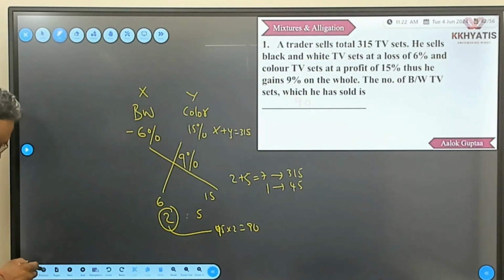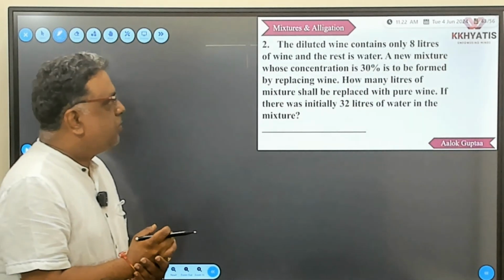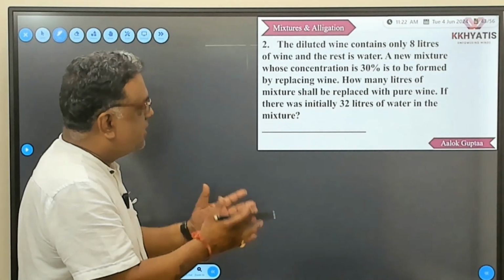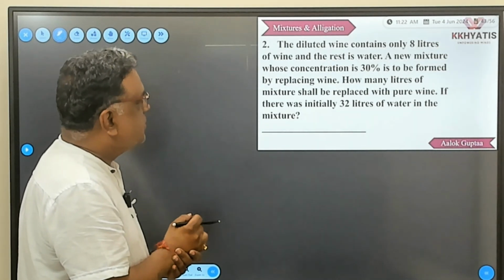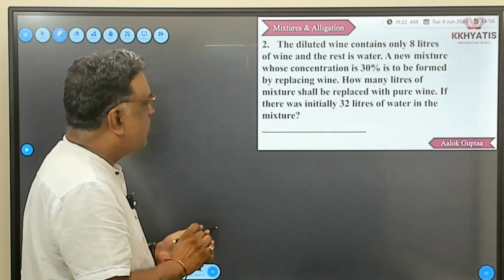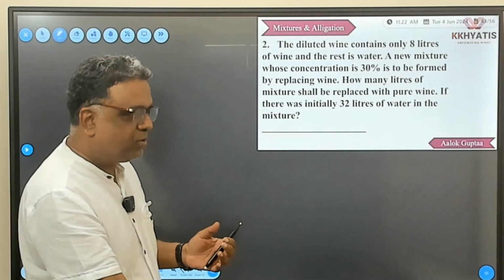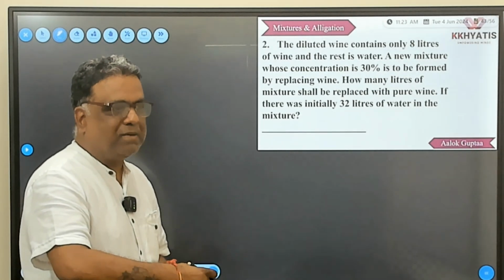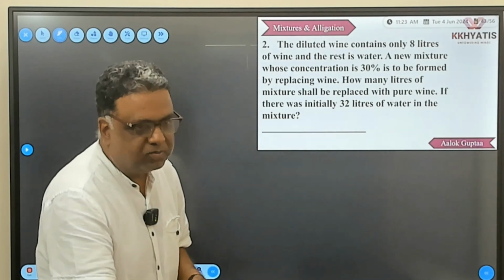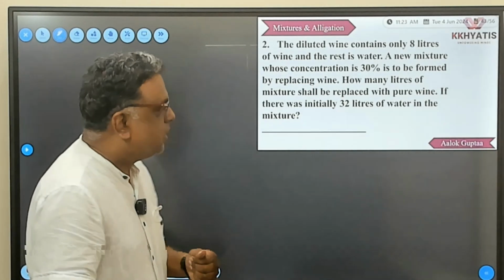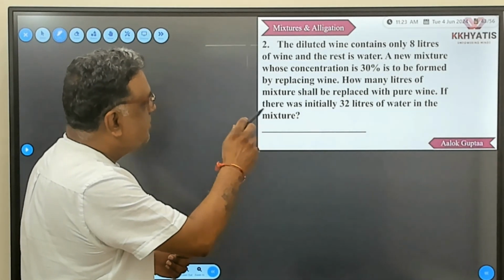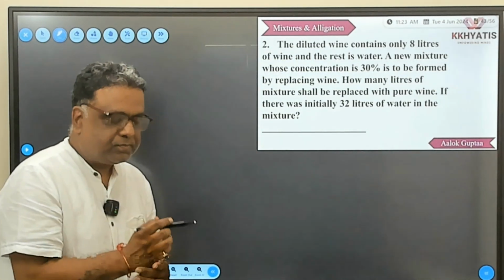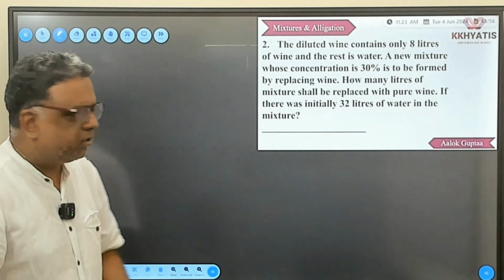Okay. Next. The diluted wine contains only 8 liters of wine and the rest is water. So there is a solution, there is a mixture. A new mixture whose concentration is 30% is to be formed by replacing wine, which means I'm taking out something and I'm putting wine into it, which means I'm going to apply on the quantity which is getting removed. So I think water is getting removed. How many liters of mixture shall be replaced with pure wine if there was initially 32 liters of water in the mixture? So we'll apply that reduction formula on this.